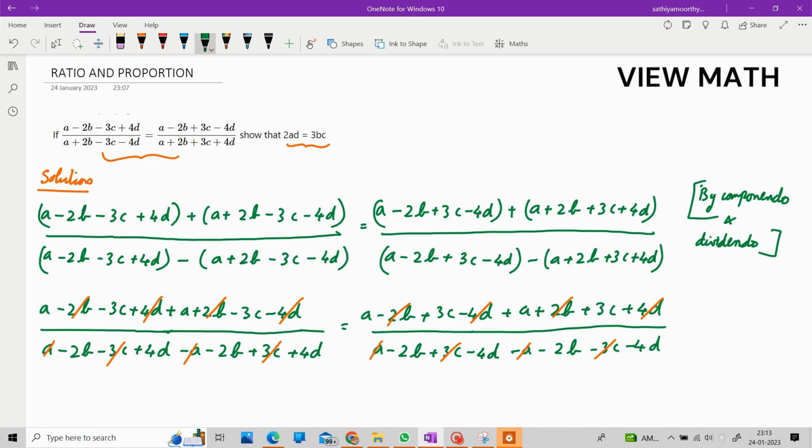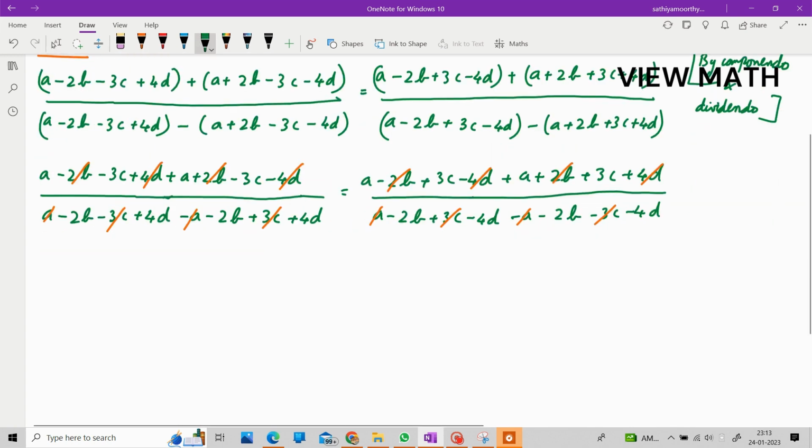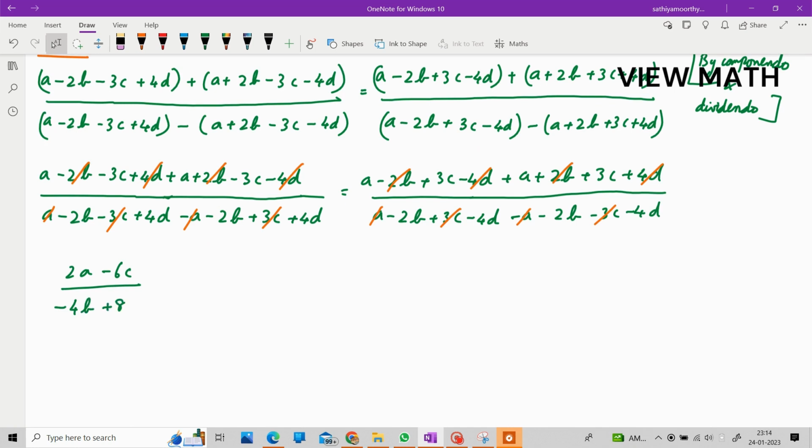Now I am going to write the remaining terms. Now here a and a, so 2a and minus 6c. Denominator I get minus 2b and minus 2b, so minus 4b and plus 8d. So this is equal to, right hand side, 2a plus 6c divided by, here minus 2b, I get minus 4b and minus 8d.